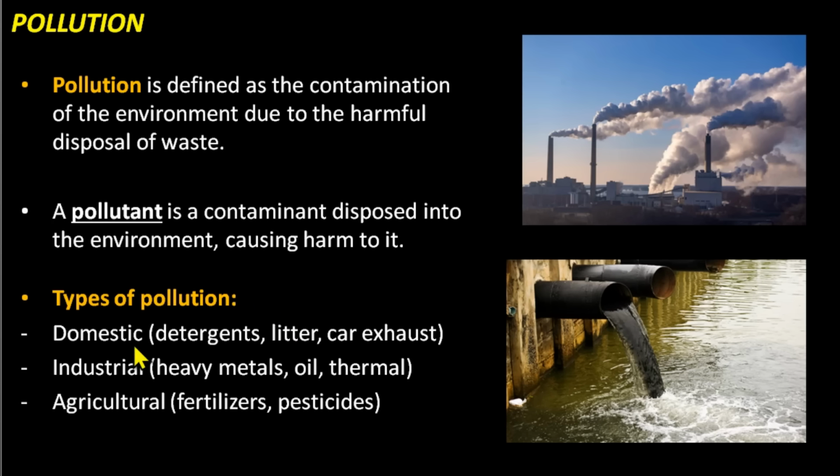Domestic pollution comes from households, and this will include detergents, litter or refuse, or exhaust from cars. Industrial pollution involves heavy metal, oil being dumped into water, or thermal pollution. Thermal pollution could basically occur due to gases, very hot gases going into the atmosphere, or very hot chemicals being dumped into water. This, of course, could affect any life living there. Agricultural pollution occurs when fertilizers and pesticides run off into water sources.